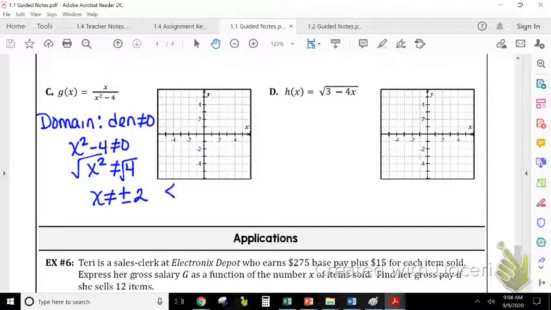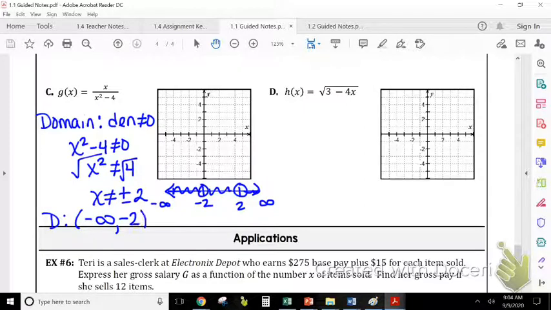So if you think about a number line here, if it can't equal negative 2 and it can't equal positive 2, that means it can equal everything except them, right? So my domain would actually be then from negative infinity up to but not including the negative 2, union negative 2 up to the positive 2, neither one included, union 2 all the way to then the positive infinity.